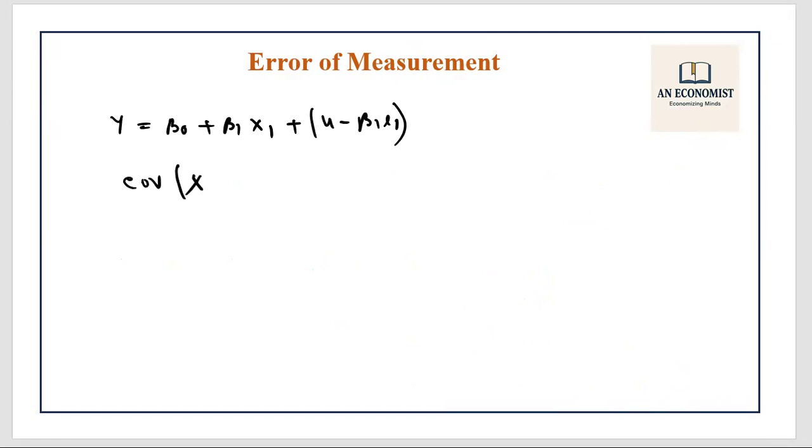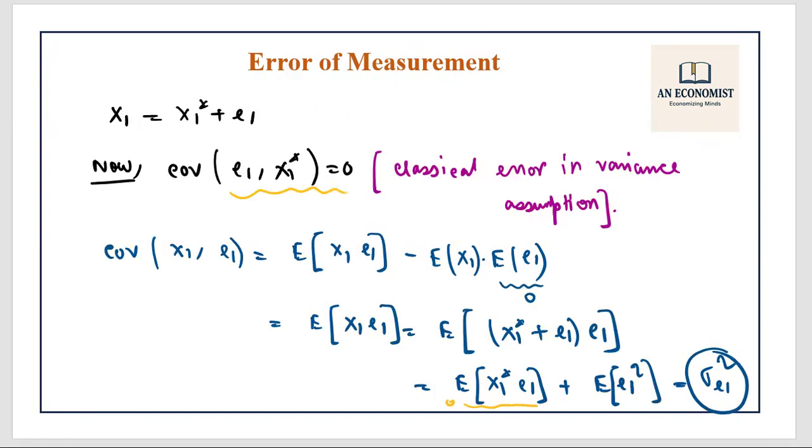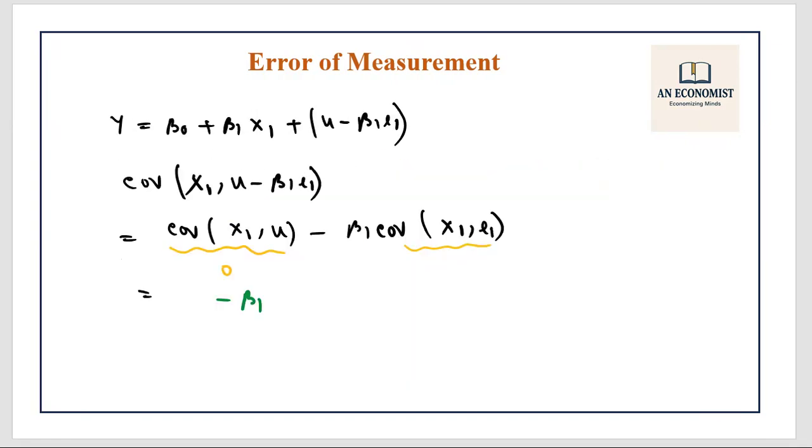So covariance of x1, u minus beta 1 e1. How will this change? Covariance of x1, u minus beta 1 covariance of x1, e1. Now covariance of x1 and u is 0, and this we have just found out. So we replace that. So this will be simply minus beta 1. Now covariance of x1, e1 we just found out to be this. So it will be beta square. Right? So this is simply the covariance between x1 and b.